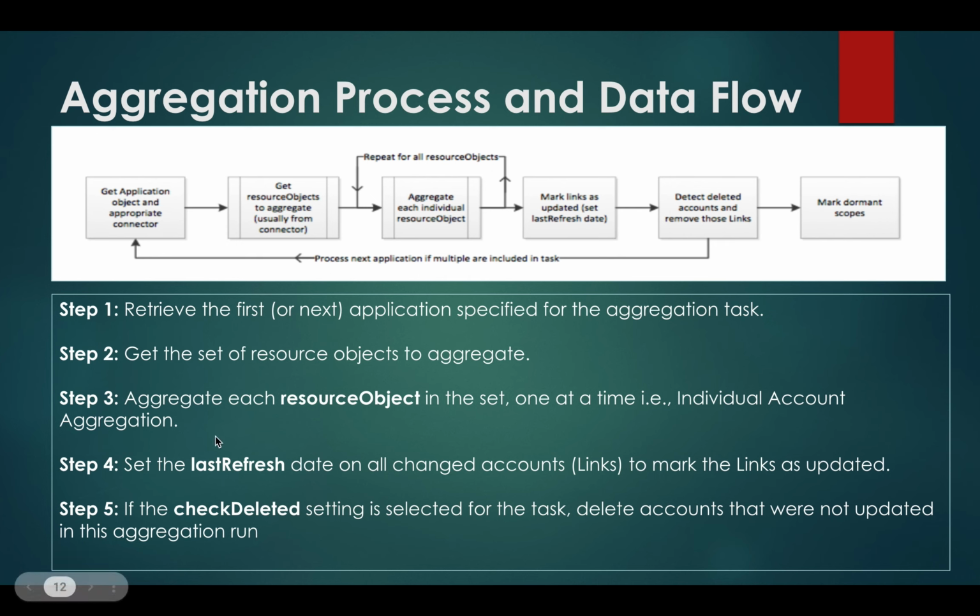Once the first user record is read from the target application, it sets the last refresh attribute date on all the accounts to mark the link as updated. It also checks if the check deleted setting is selected for the task, and then it deletes the accounts that were not updated in the aggregation run. So this is how the flow of the aggregation process occurs whenever we are trying to read each of the records from the target application.